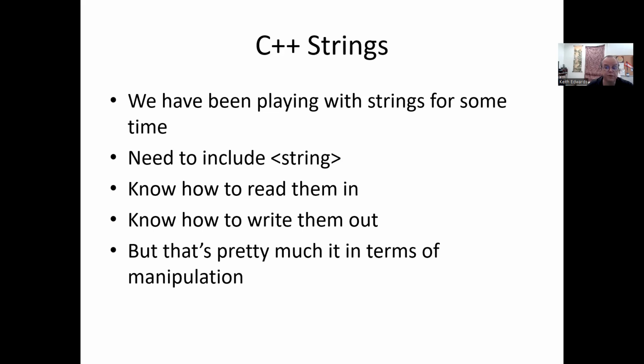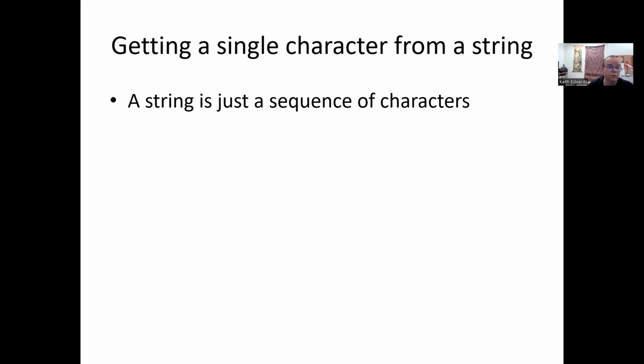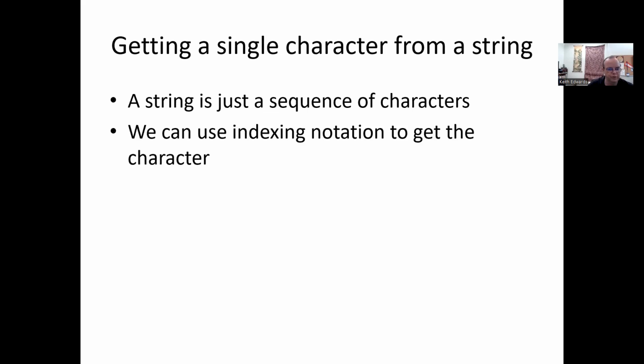But that's pretty much it in terms of manipulation. So what are some of the tricks that we can do with the string? Well, we can get a single character from a string. A string is just a sequence of characters, and we can think of that in the same way with our words in our natural languages. They're just a sequence of characters. What we can do is use the indexing notation to get an individual character.